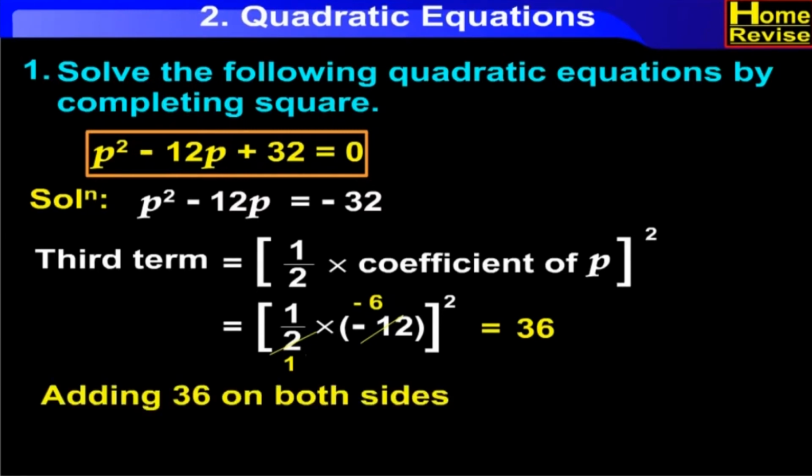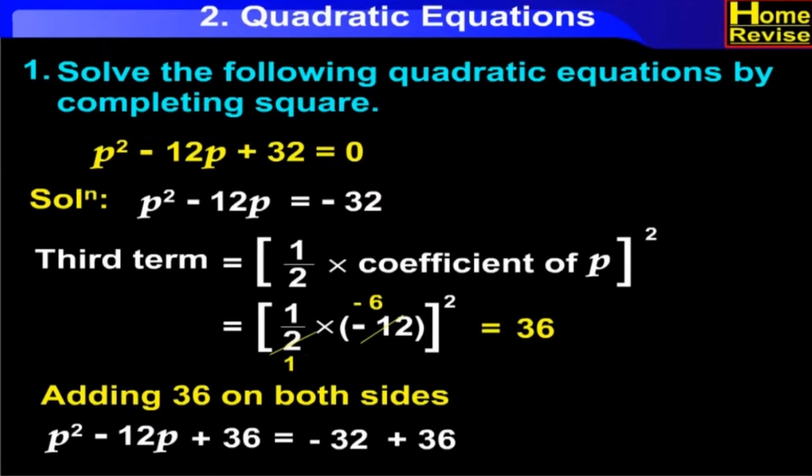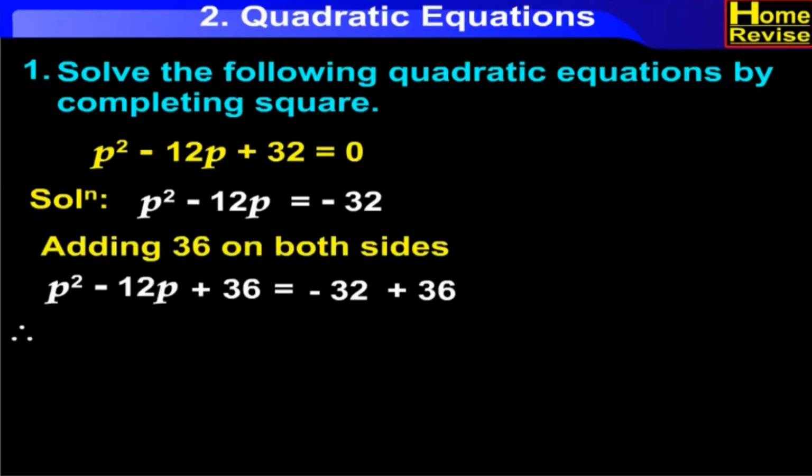Adding 36 on both the sides, we get p square minus 12p plus 36 is equal to minus 32 plus 36. Therefore, p square minus 12p plus 36 is equal to 4.